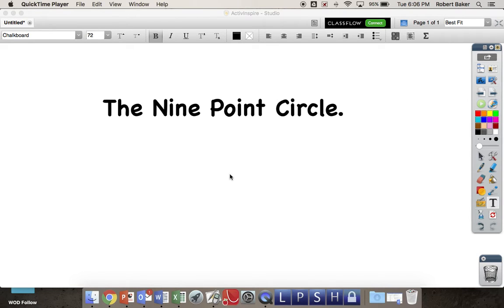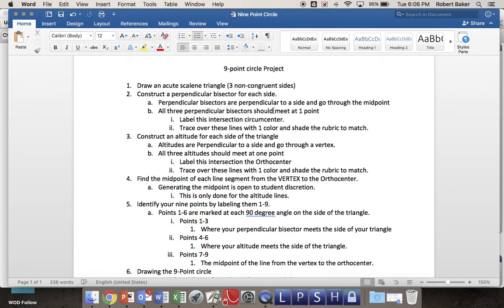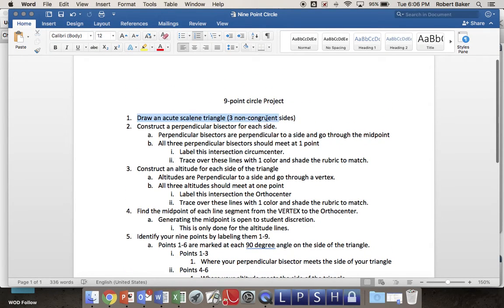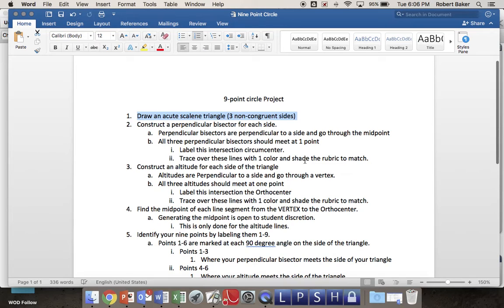Alright, welcome to the construction of the 9-point circle. So the first thing I'm going to do is go to my rubric and see what I'm being asked to do. Alright, step 1, draw an acute scalene triangle.